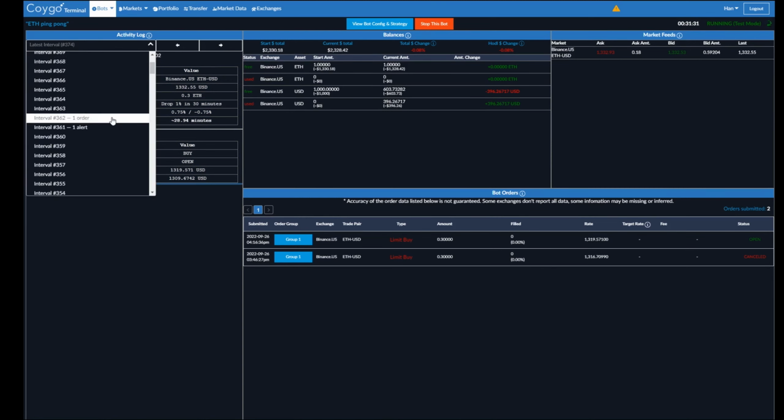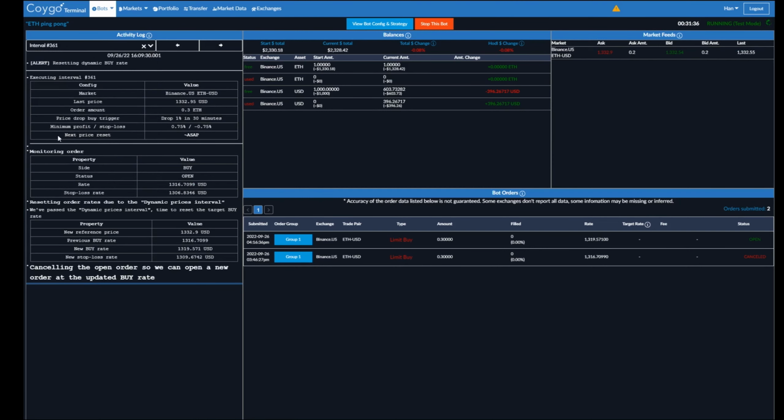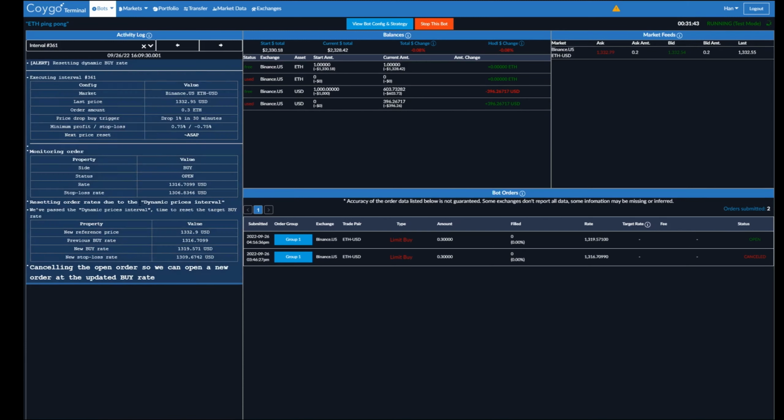So we can see, let's go look at this. We can see one alert right here, interval 361. You see it says it's monitoring the open buy order. Now we're resetting the order rates due to the dynamic price interval. So we've passed the dynamic prices interval, time to reset the target buy rate. So it says the previous buy rate was 13.16, the new buy rate is 13.19. We've also set a new stop loss rate as well. That's canceling the open order, so we can open a new order at the updated buy rate.